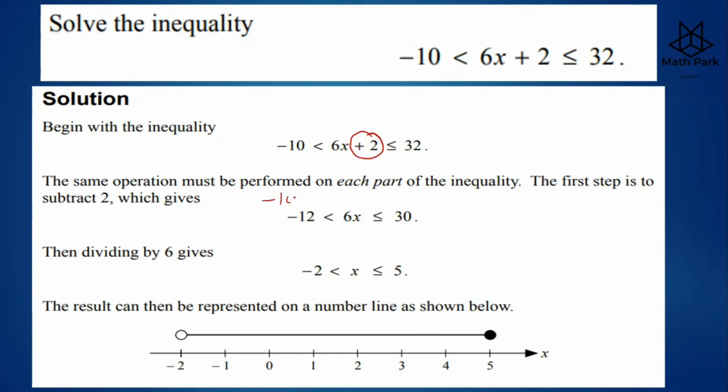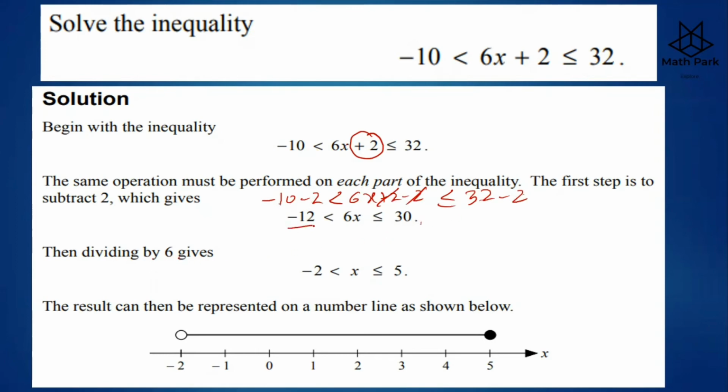So we'll have minus 10 minus 2 less than 6x plus 2 minus 2 less than or equal to 32 minus 2. So this is how we get: minus 10 minus 2, we got minus 12, and 32 minus 2 we got 30, and here 6x remains.